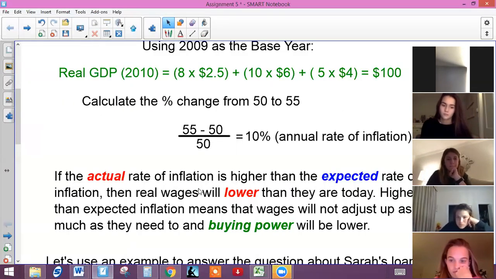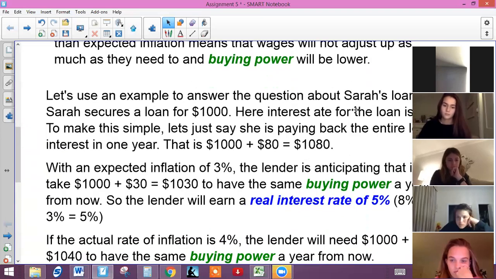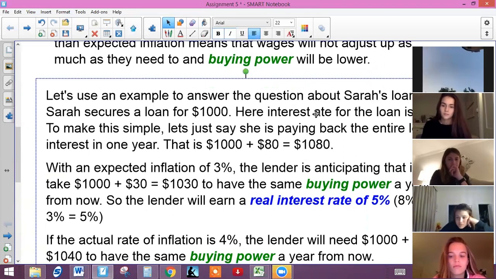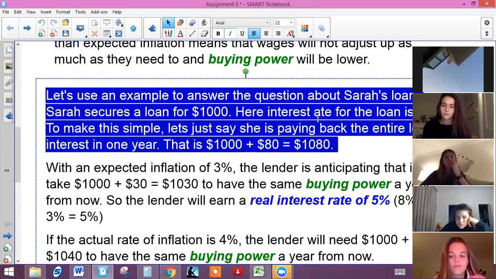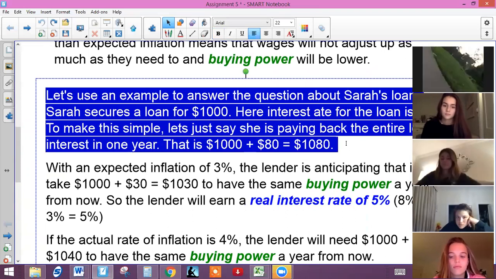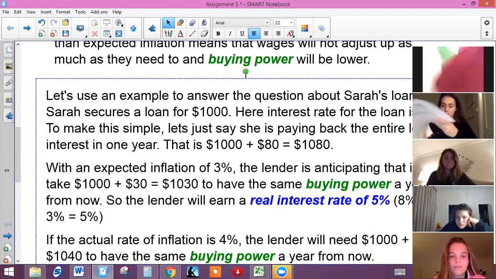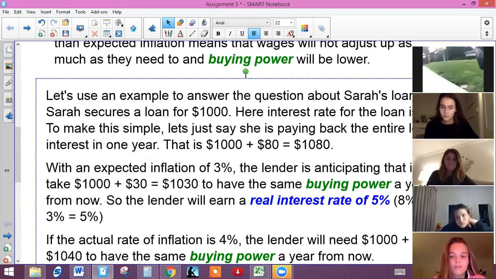So I did a little simple example here. So let's say that Sarah, actually, I spelled her name with an H, which is fine. Sarah borrows $1,000, and she pays a rate, that should be rate. Okay. Rate. I'm trying to put R in there. There we go. So her interest rate for the bank is 8%.